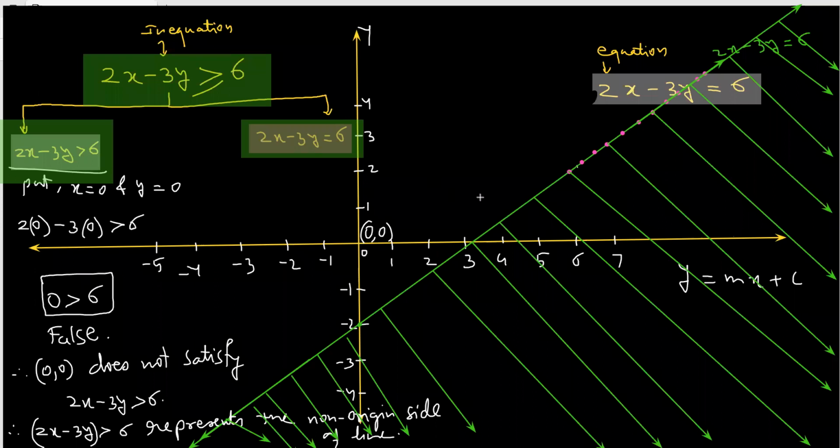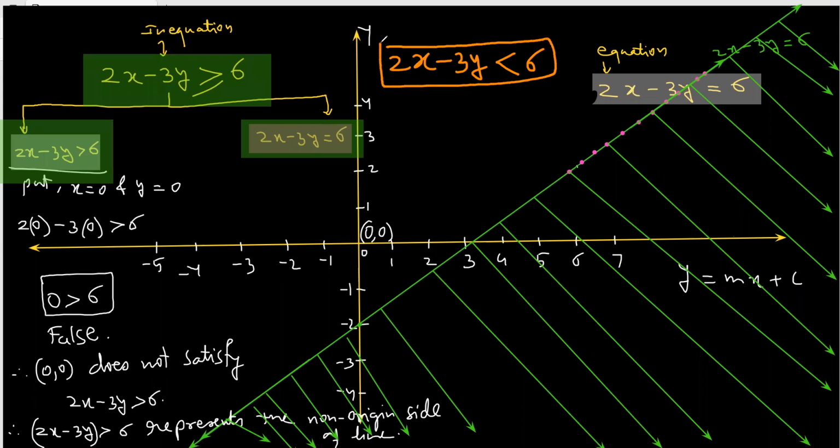So here, students, if the inequation given to us was, say, 2x minus 3y lesser than 6, in that case, see here, I'm not writing equal to. So if I'm not writing equal to, you understand that the line 2x minus 3y equal to 6 wouldn't come. It will only be the half plane.